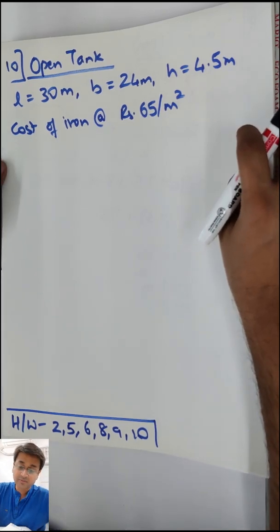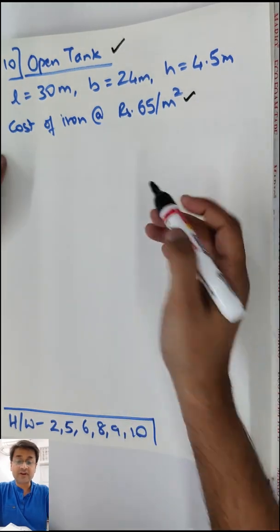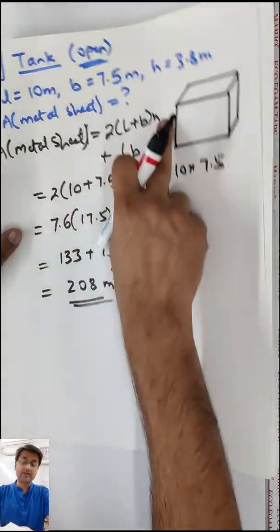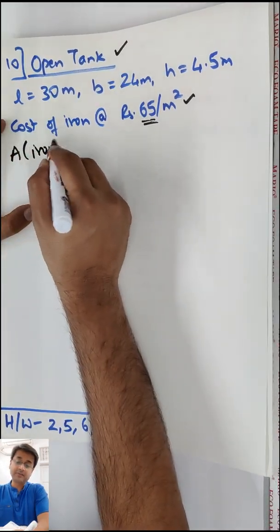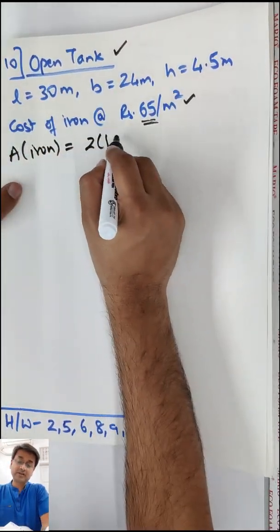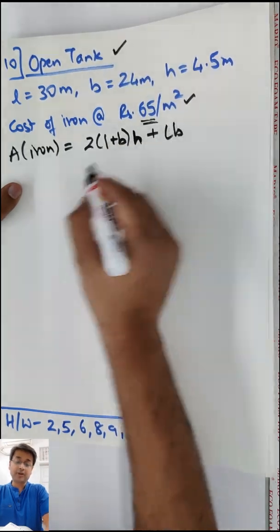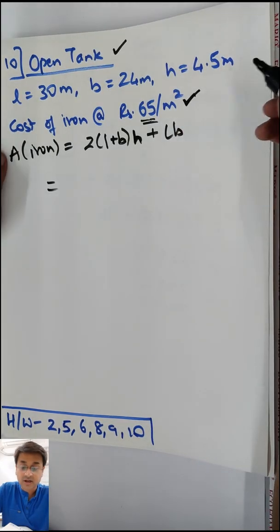The last question, sum number 10, again open tank. What is the cost of the iron? So again find the area and multiply by the cost. So the same thing you're going to repeat, just like sum number 9. That is, this will be the area. So first we'll find the area of the sheet or area of iron. So that is going to be twice length plus breadth into height plus length into breadth. Whatever answer you get, we'll multiply it by 65 to get our cost.